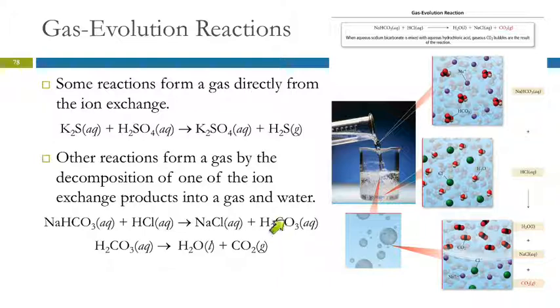Carbonic acid is not stable. It decomposes, and that's something you just have to remember. It decomposes into water and carbon dioxide, and this is where all the bubbling and the fizzing come from. A similar thing will happen if you take some vinegar and put some baking soda in it. It'll fizz. That gas is carbon dioxide.